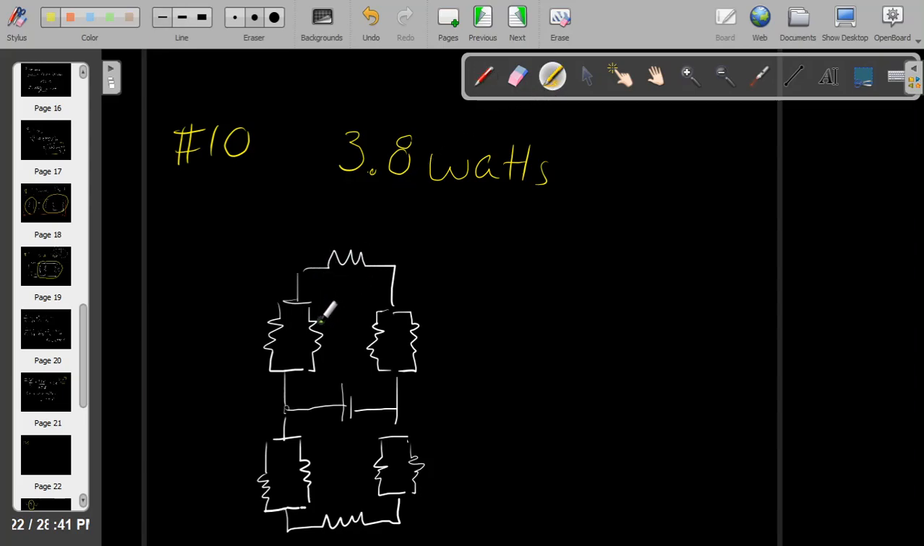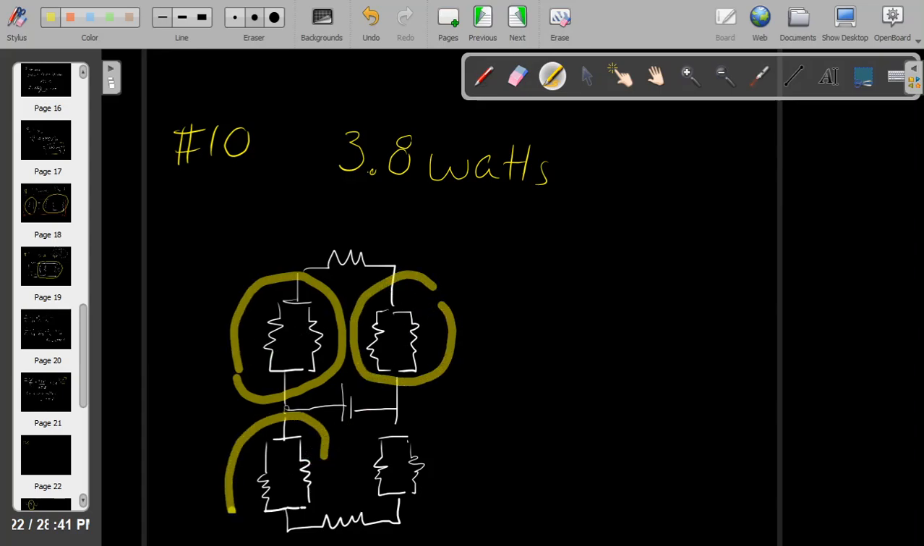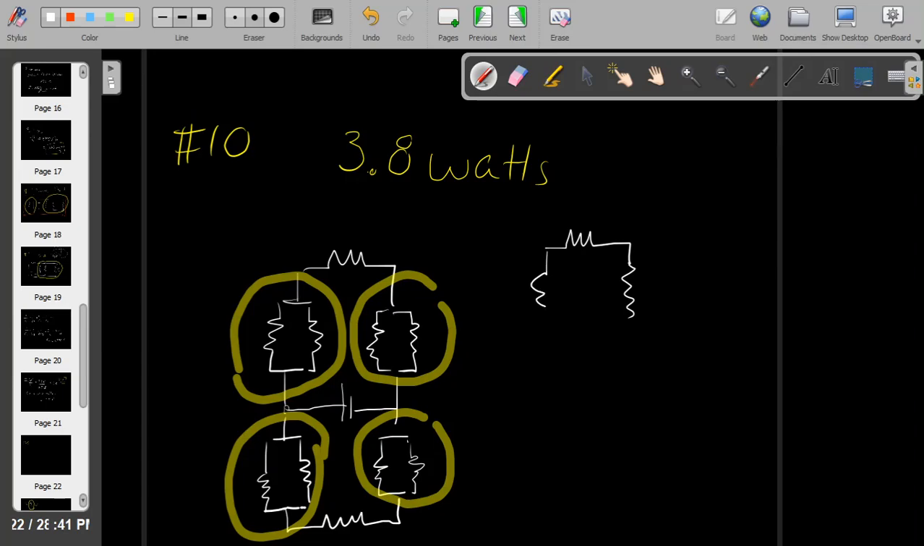I hope everybody realizes that you need to calculate the resistance for this area. You need to calculate the resistance for this area. You need to calculate the resistance for this area. And you need to calculate the resistance for this area and try to make this more simple. Let's see what happens if we do that. If you go like this, then this becomes one right here, and this becomes one right here, and then you have another one right here, and another one right here, and another one right here, and the battery is here in the middle.